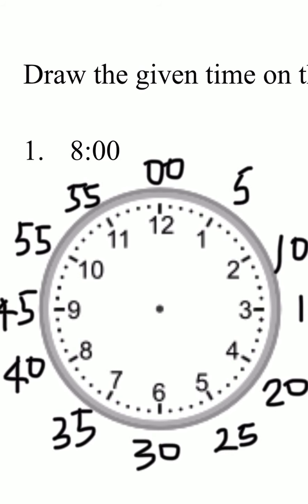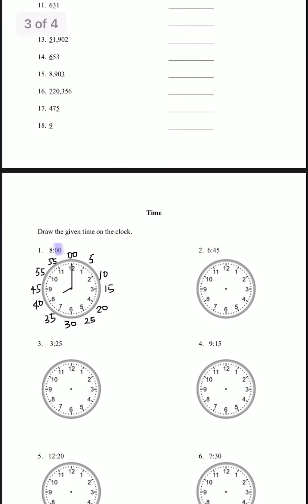So if you look at this, here we have 0, 0, right? Our minute hand, the long one, is going to point at 0, 0, which is 12. Okay? And we have 8. So that is good. So our hand, the short one, is going to point at 8.